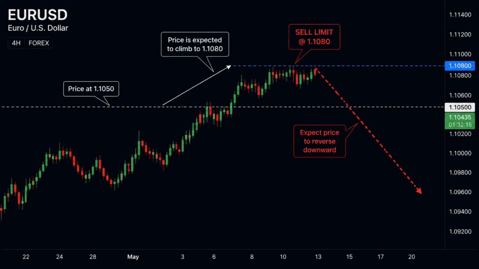Watch the difference. You expect price to climb to 1.1080 before reversing downwards. You place a sell limit at 1.0180. Sell limit at that level. So if price reaches that level, your sell trade is open automatically. You don't need to be online. You don't need to be watching your chart.